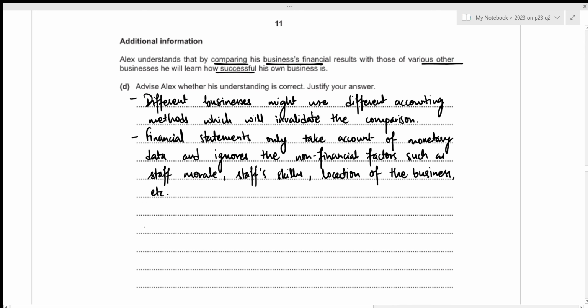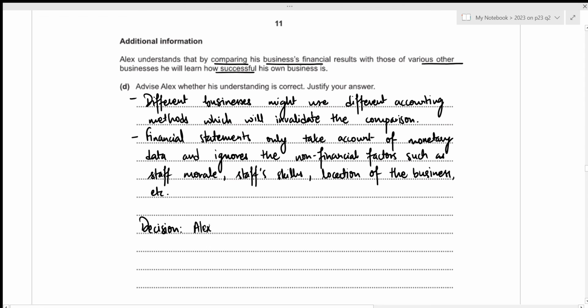Okay, now we need to make a decision. So the decision is that Alex is correct in his understanding, but he also needs to understand that the valid comparison will only take place if the businesses are of similar size and in the same business sector.